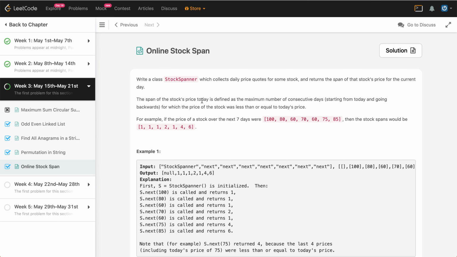So the definition of the span of a stock is: the stock's price today is defined as the maximum number of consecutive days starting from today and going backwards for which the price of the stock was less than or equal to today's price. So if we see for this one, there is no value which is smaller than or equal to this value, so the answer for this one is 1. For this one the answer should be 2, and similarly for this one we see there are 1, 2, 3, 4 elements, so for 75 the answer should be 4.